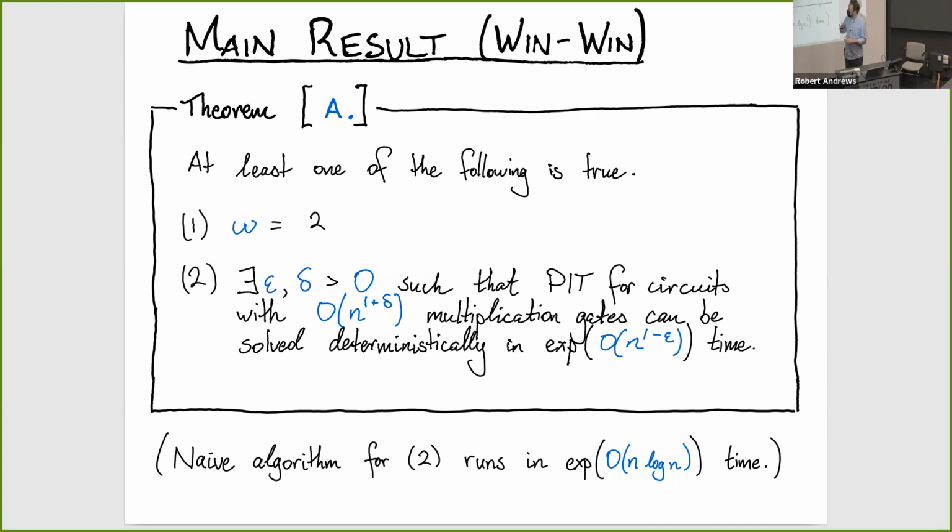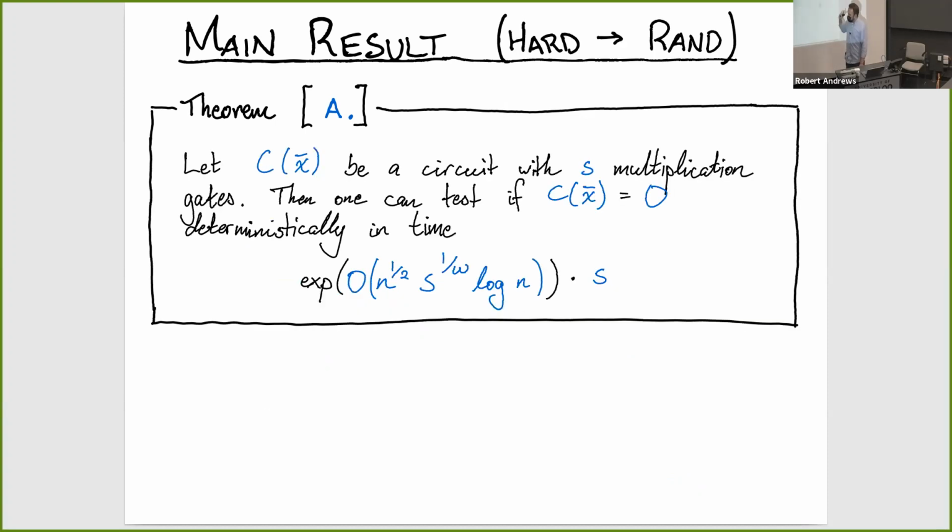Let me tell you now as a sort of hardness into pseudo-randomness version of this theorem. Okay, so I'm going to restate this. So suppose we have a lower bound on omega. We're going to use that to design some algorithm for PIT. And the algorithm we get, it's going to take a size S circuit as input, and it's going to test if that circuit computes the zero polynomial or a non-zero polynomial. And it's going to do this deterministically in time exponential in the square root of n times s to the 1 over omega times log n, and then we pick up an extra s factor on the outside there.